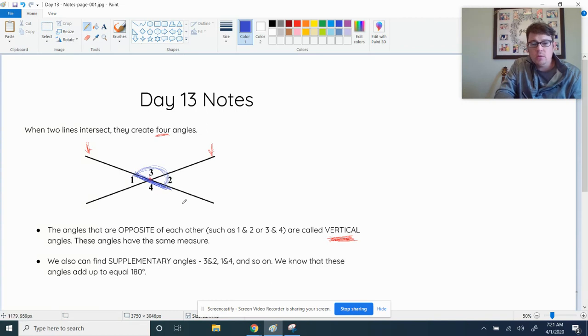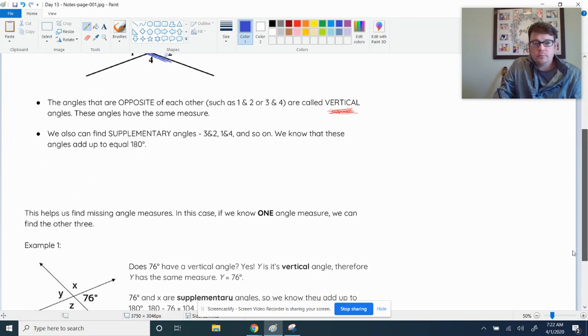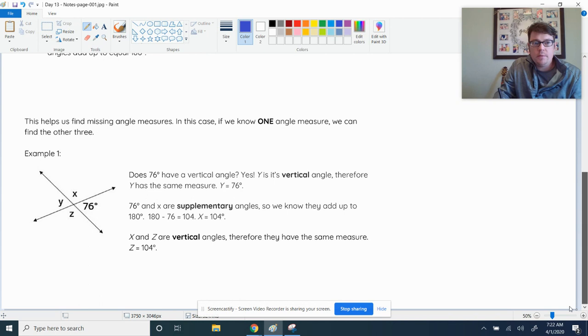And we can use those facts, the 180s and the verticalness, to help us find missing ones if we know one. We should be able to figure out everything else in the problem if we just know one of them. So let's look at an example of that. We know one angle measure is 76 degrees over here. We can use that one to help us find all of the others.